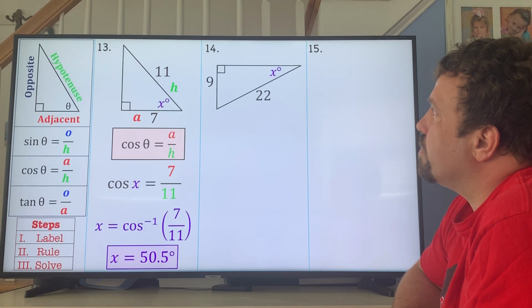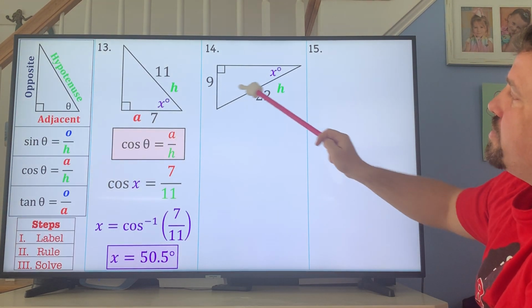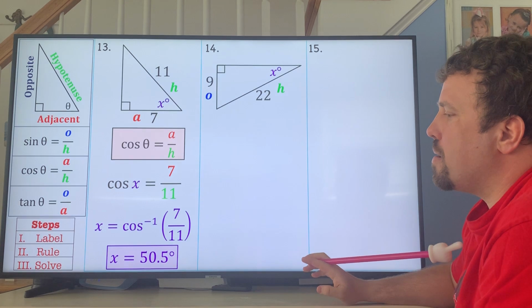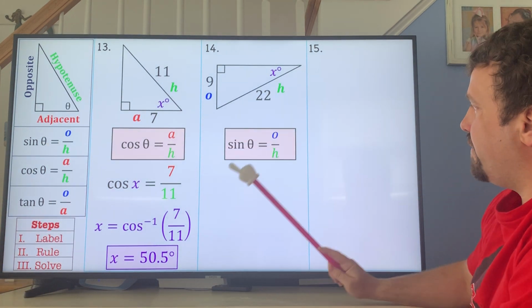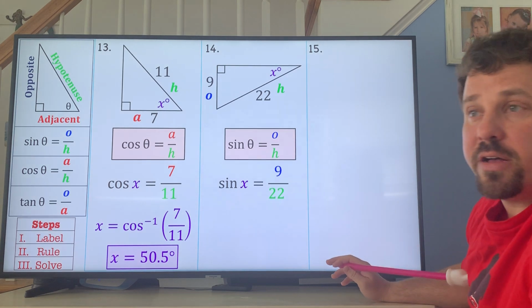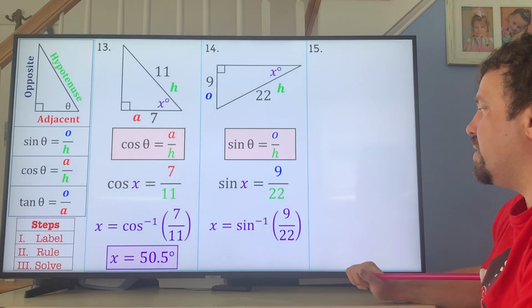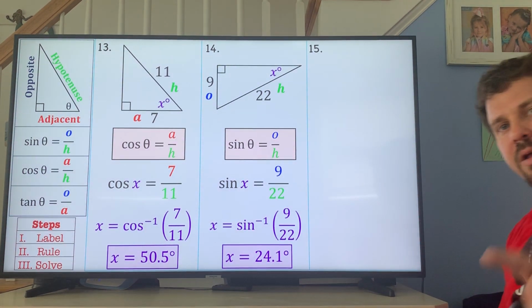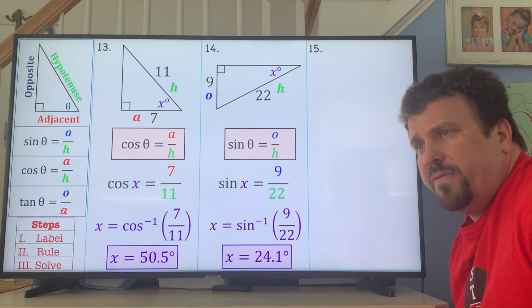There's a lot of problems. Opposite, hypotenuse is sine. Sine x equals 9 over 22. Since you're looking for the angle, use second sine: sine inverse of 9 divided by 22, and you get 24.1. Doing very excellent.